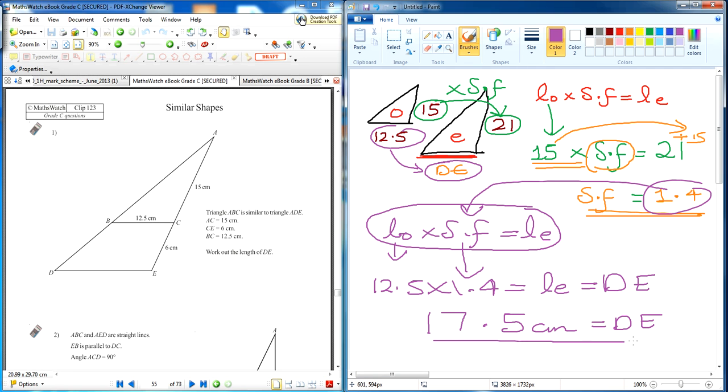And that's a typical examination style question when we're dealing with similar shapes. Most of the time the questions are to do with lengths. But we also do get questions to do with area and volume. Okay, but that's a typical length one. I'll be happy with that.